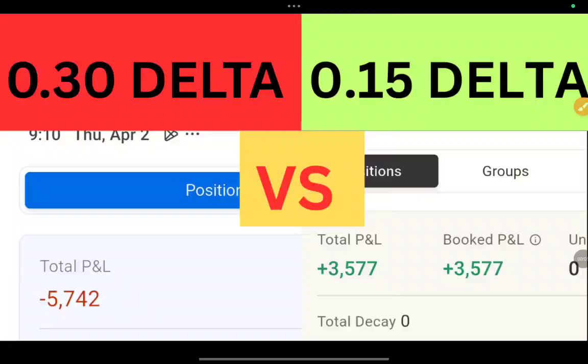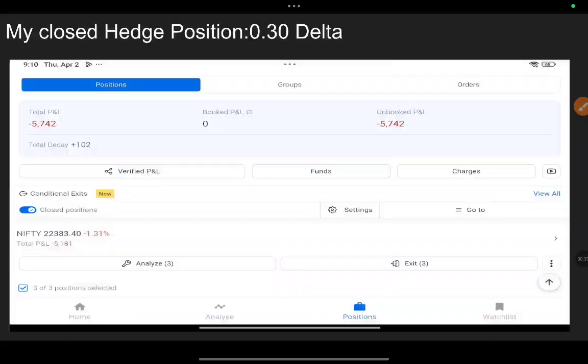So based upon the thumbnail you can see today we're going to discuss the 0.3 delta strategy and the 0.15 delta strategy, and how it impacted my profit and loss in the same market condition. Okay, so this was a sort of experiment, guys, which I did. I also used my ADX indicator, which helped me to exit the losing trade, as well as my AI calculator to calculate the number of lots which I need to sell with 0.3 delta and 0.15 delta. Okay, so moving ahead, so this is my loss.